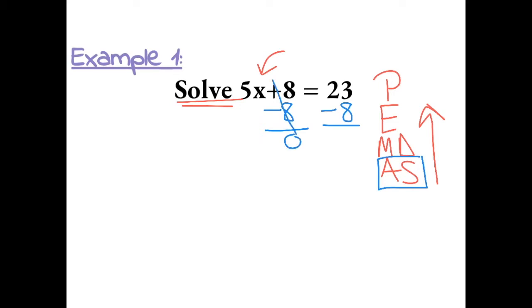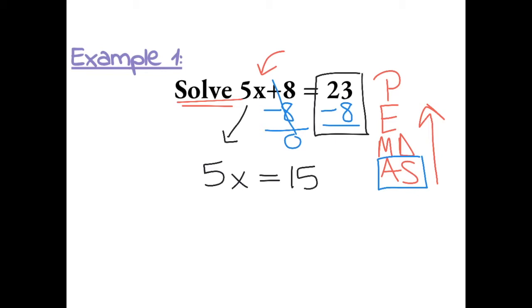So on the left side of the equation, we're left with 5x equals, and now we have to do 23 minus 8, which gives us 15. So now we have 5x equals 15. So now this is a one-step equation.